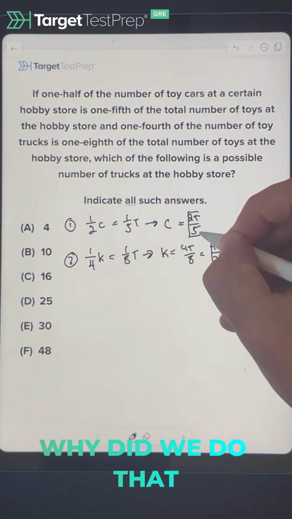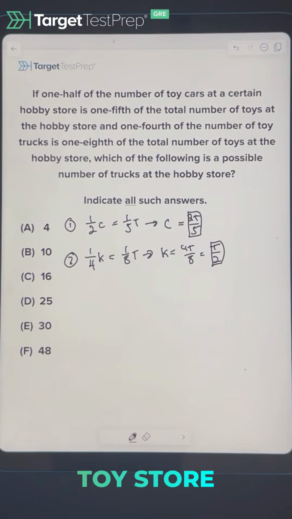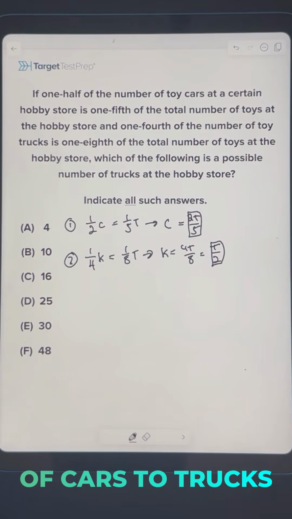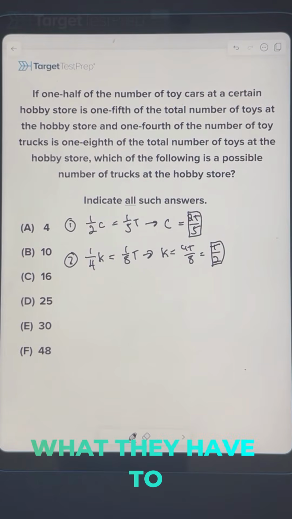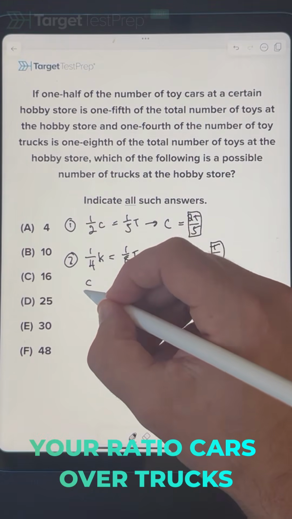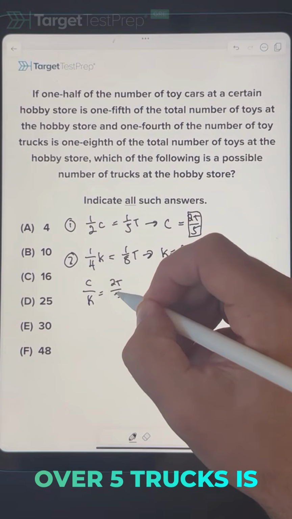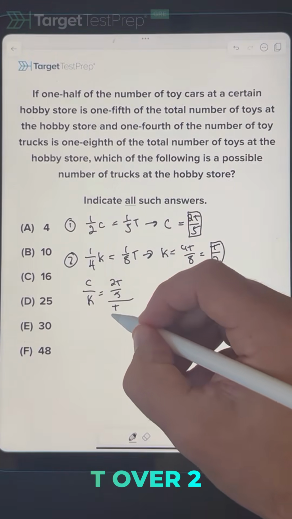Now, why did we do that? Well, we ultimately want to know how many trucks there are in the toy store. So a good way to do that is to get a ratio here of cars to trucks so you can see what they have to be a multiple of. So you set up your ratio. Cars over trucks. Well, we say cars is equal to 2T over 5. Trucks is T over 2.